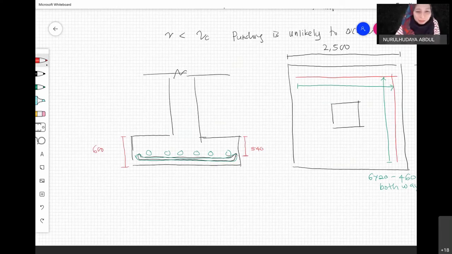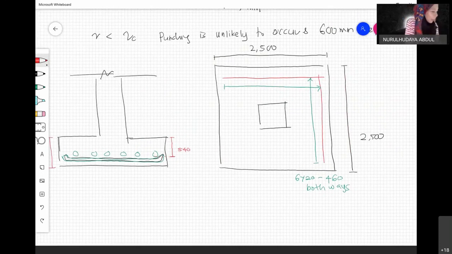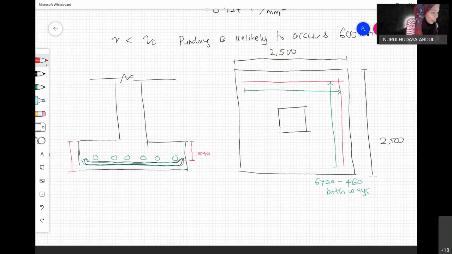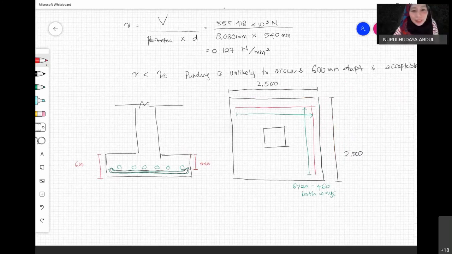Okay, yay, we are done. So this is our final sketch for this question. Okay, kita habis cepat.